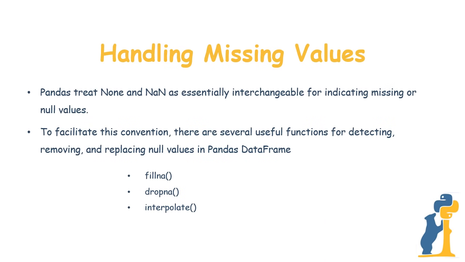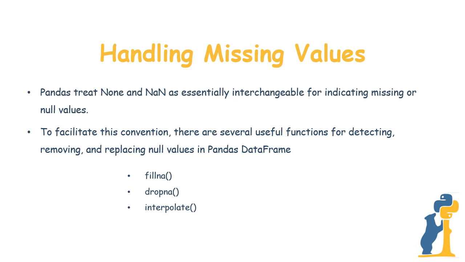Nowadays, the data may be wrong, or there is a chance of some missing values in the data set. So now we have to study the pre-processing techniques or methods available in pandas. Pandas treats None and NaN as essentially interchangeable for indicating missing or null values. To facilitate this convention, there are several useful functions for detecting, removing, and replacing null values in pandas data frames. For that, we can use fillna, dropna, and interpolate.